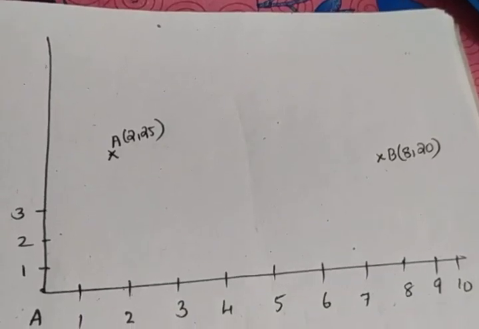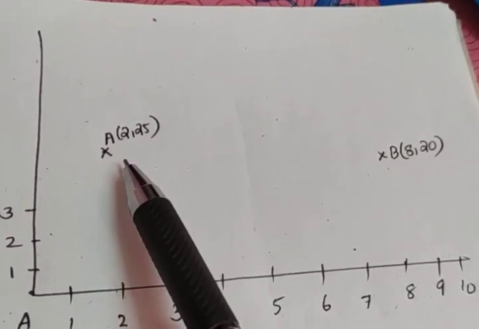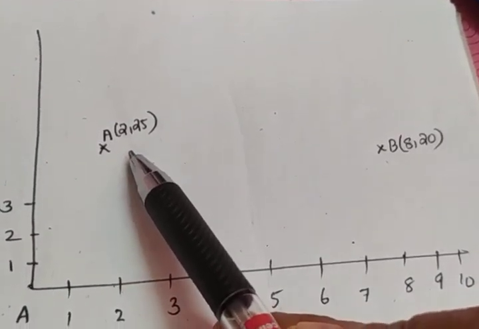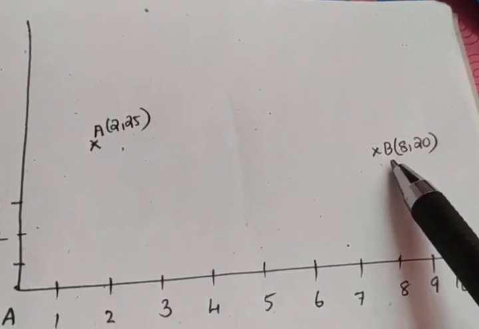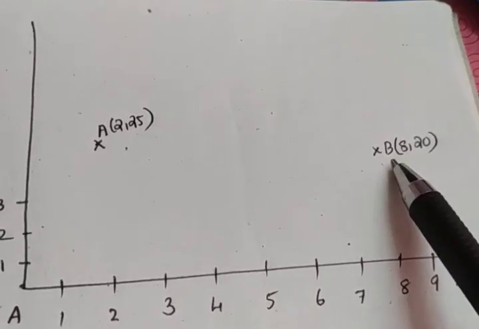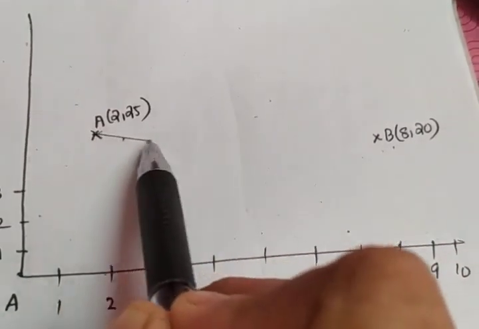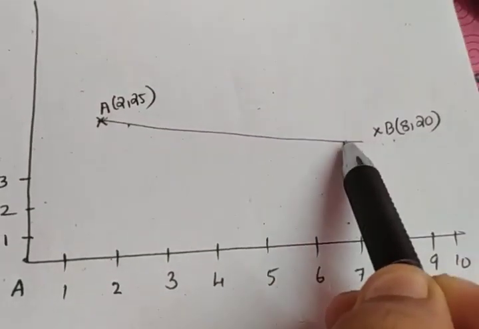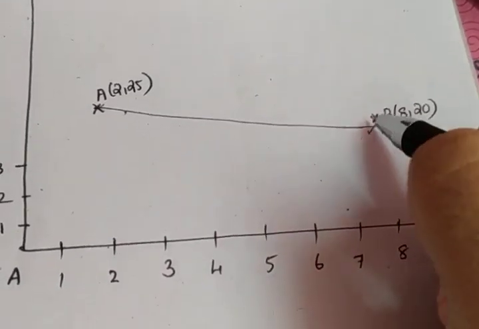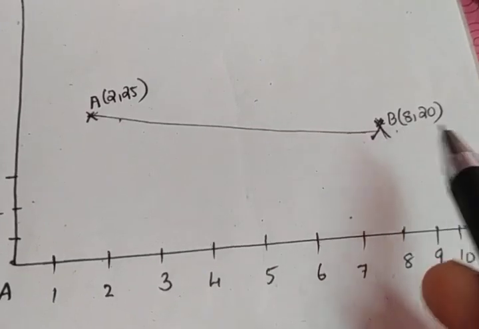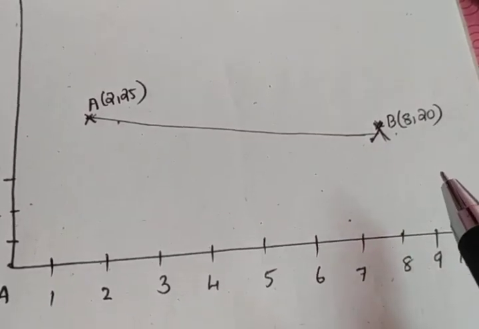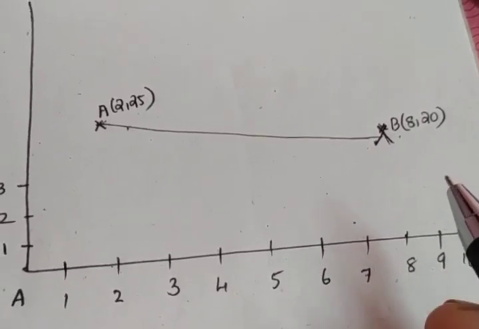So in this figure, A represents the point in which Niharika posts the flag, that is 225, and B represents the point in which Preet posts the flag. The first question is to find the distance between A and B. So we will apply the distance formula. How can we apply the distance formula? AB is equal to the square root of (x2 minus x1) the whole square plus (y2 minus y1) the whole square.